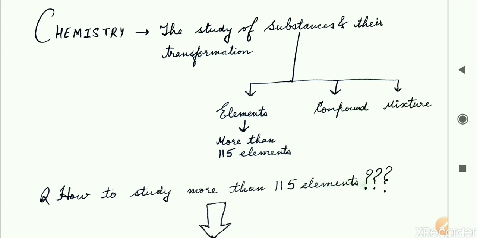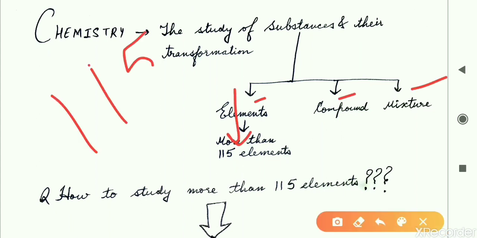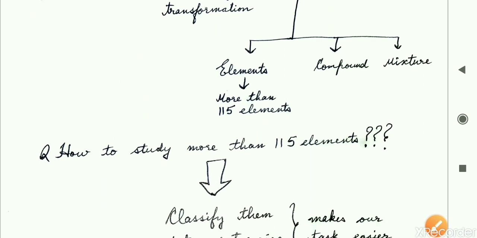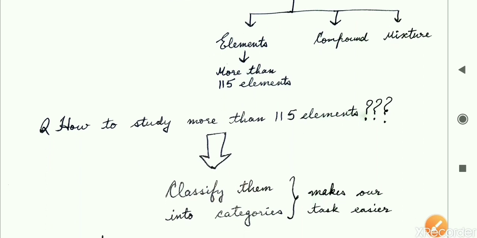So ultimately we can say these substances are classified into 3 parts: elements, compounds and mixtures, and these elements are more than 115 in number. This is a huge number, and if we go to study them individually, it would be almost impossible to learn or memorize each one of them. So what is the easy way? How do we study more than 115 elements? The answer lies in the fact that we can classify them into categories, making small groups, and it will make our task easier.